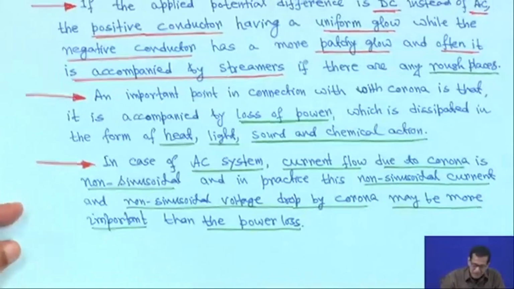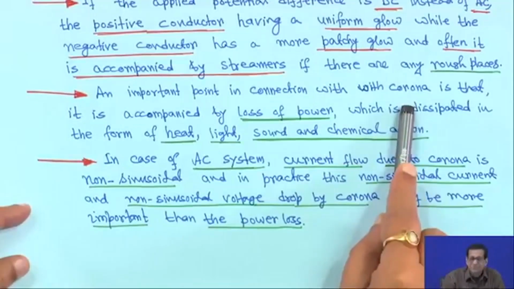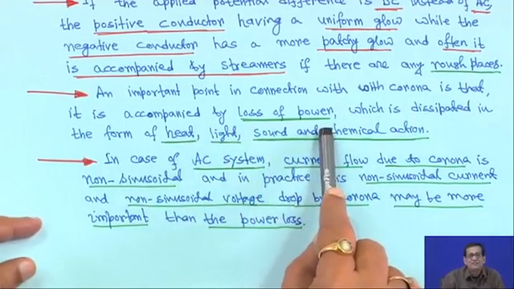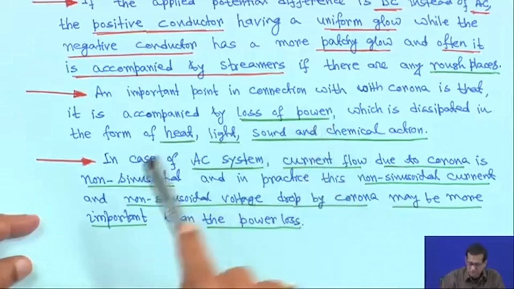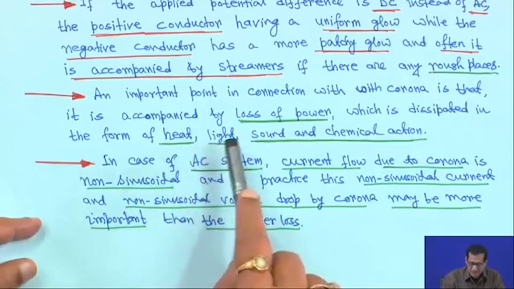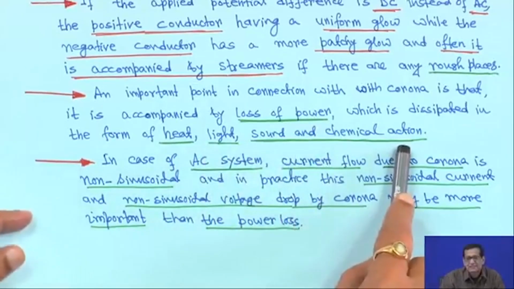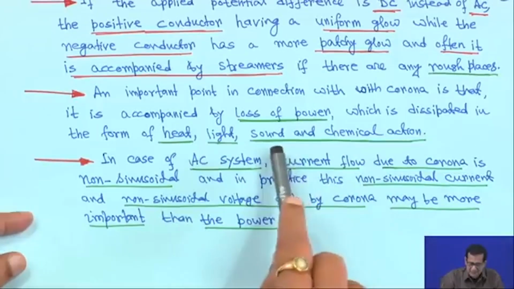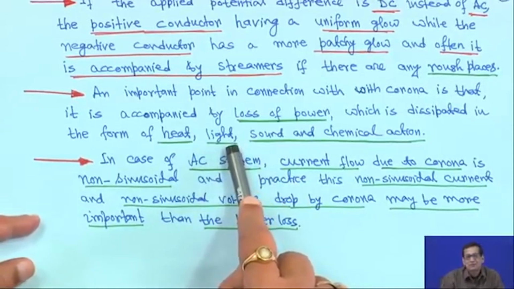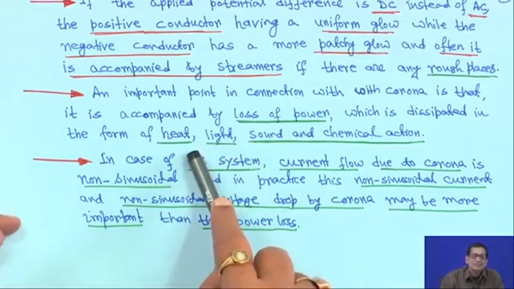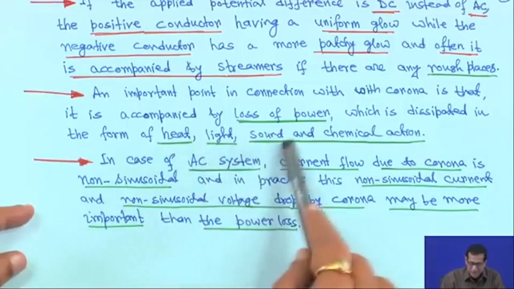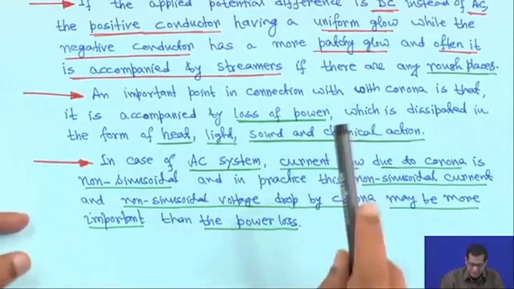So, an important point in connection with corona is that it is accompanied by loss of power. This we know, there will be power loss, which is dissipated in the form of heat, light, sound and chemical action. Chemical action means ozone gas, sound means hissing noise, light means the luminous glow we have seen, and heat is generated because of the power loss. So, these are all outcomes of corona, right.